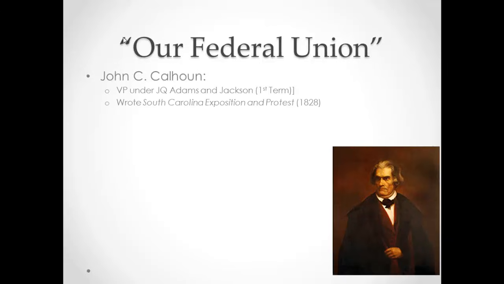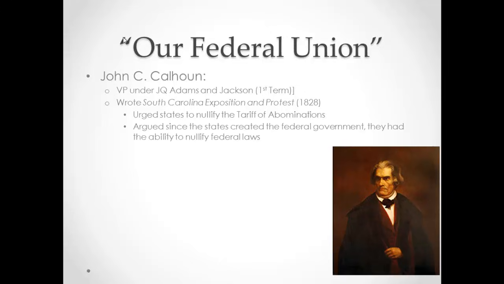He wrote a very famous pamphlet called the South Carolina Exposition and Protest. Please make sure you guys know that at all costs. Very, very important. And that urged states to nullify the Tariff of Abominations, which was a really high tariff. He drew on inspiration from the Virginia and Kentucky Resolutions. And he used this idea of the compact theory again, that since states created the federal government, they had the ability to nullify federal law. So he urged other states to nullify the tariff.